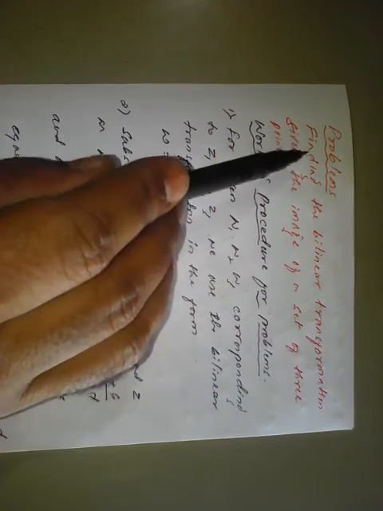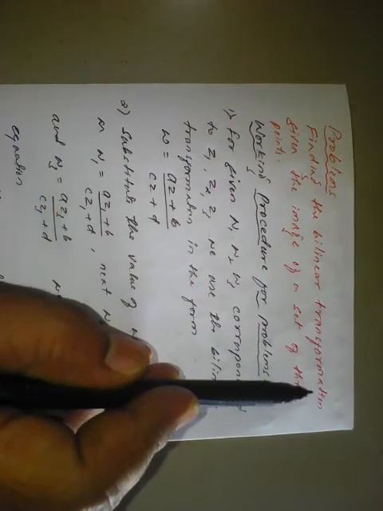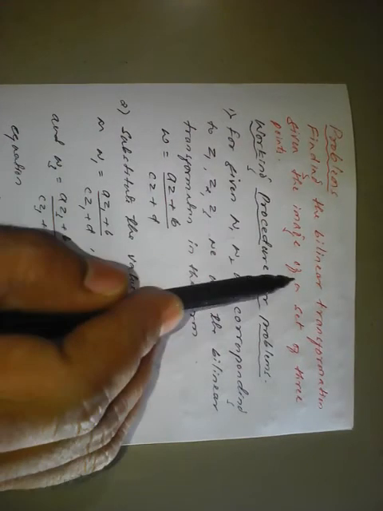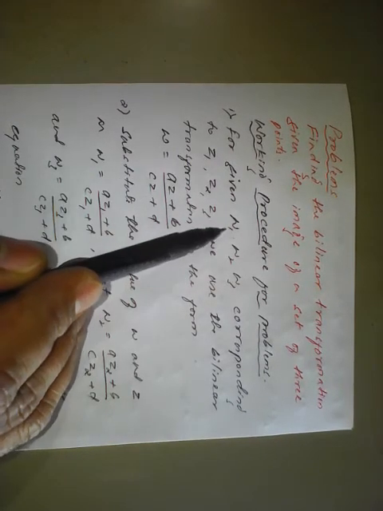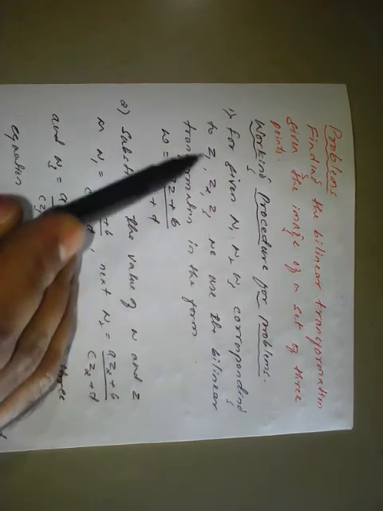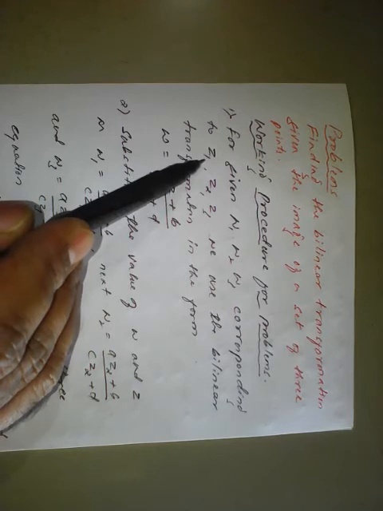Now problems. I will give just a procedure for how to simplify. We find the bilinear transformation given the images of a set of 3 points. Working procedure for the problem: they will give 3 w values, which we call w1, w2, w3, and the corresponding 3 z values, z1, z2, z3. We use these in the bilinear transformation in the form w = (az + b) / (cz + d).